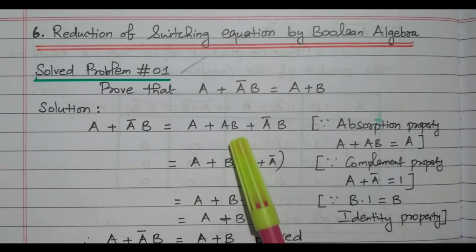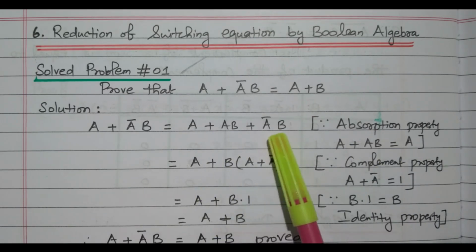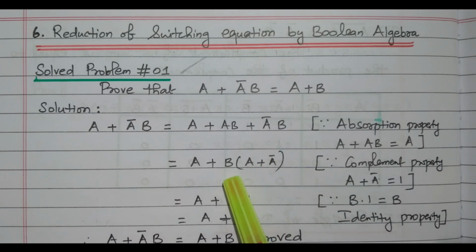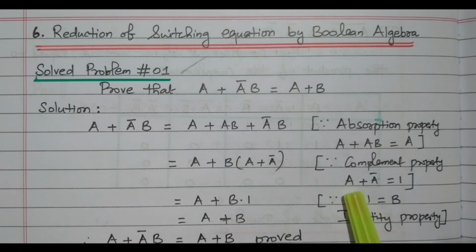Now you take b outside. In these two terms, b is available commonly, take b outside, so that a plus a bar. What is a plus a bar? A plus a bar equal to 1. If a equal to 1 means a bar will be 0, so 1 plus 0, 1.